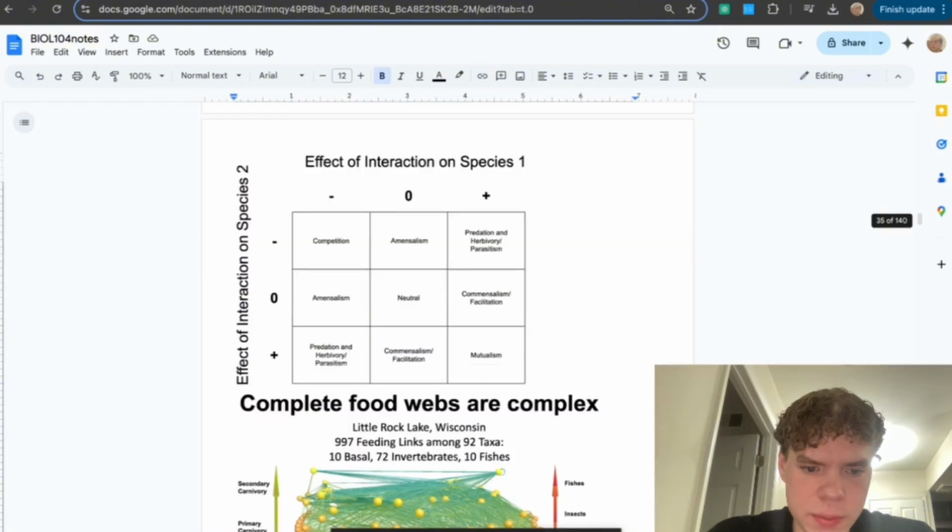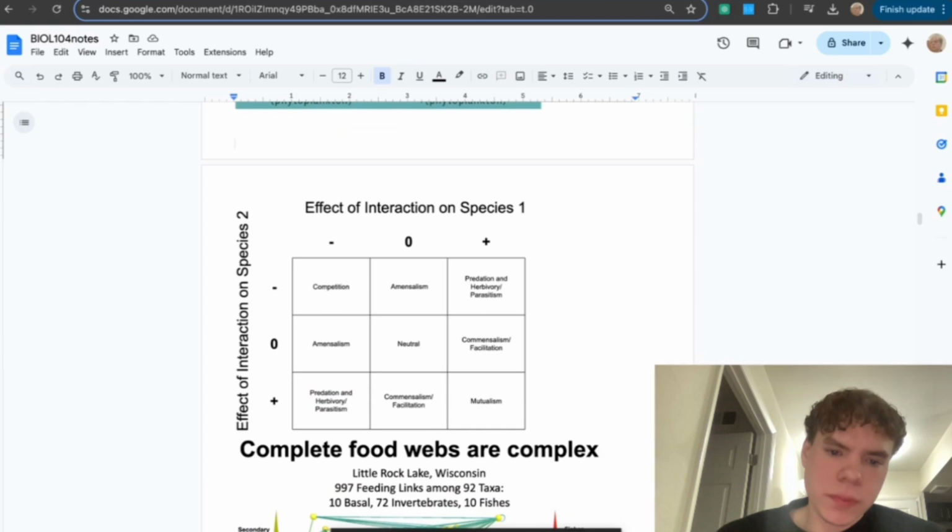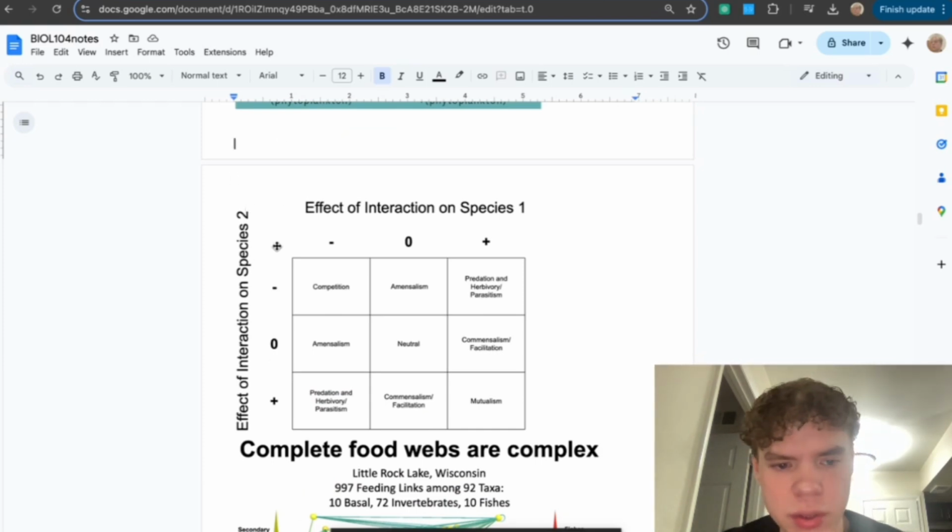So food webs. All right, these are interactions between two species. This explains the effect of one species on another. If two species are competing, it has a negative effect on both species. If it has a positive effect on both species, it's mutualism. And then you have everything in the middle, right? Like where one species benefits and one doesn't get anything in return. That's facilitation. We have one where it's a benefit for one and a negative for another.